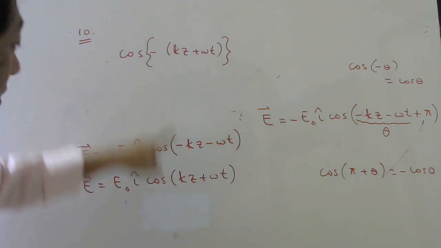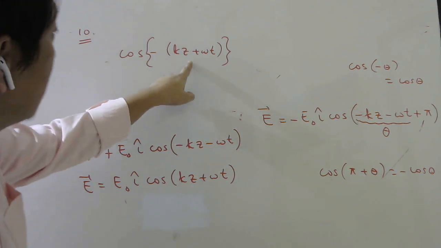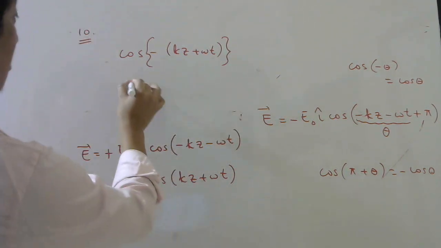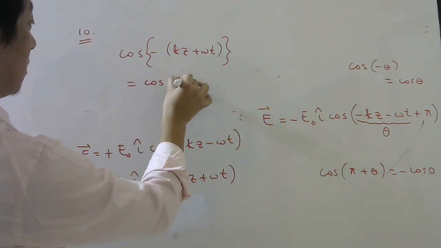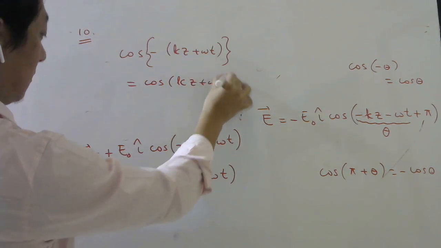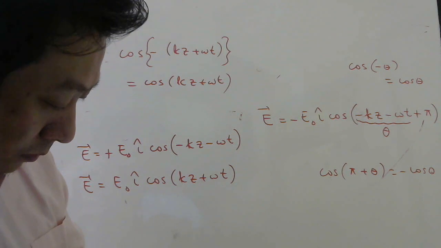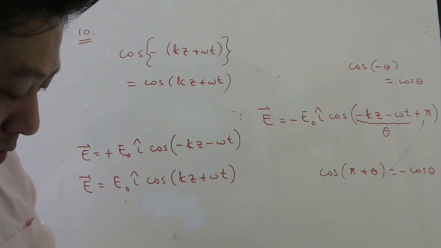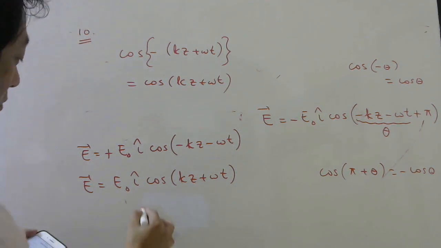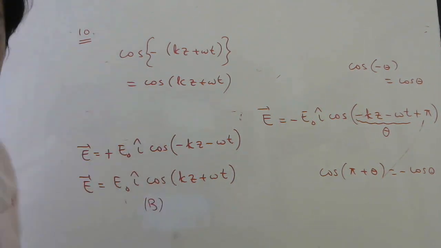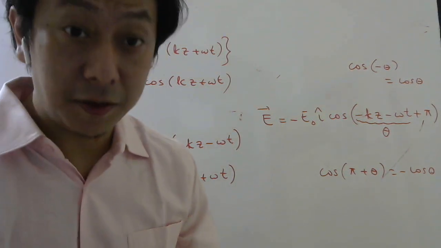This way I can write this formula. Cos of minus theta is the same as cos of theta. So I can write cos(kz plus omega t). Check which option it is. Option B, E naught i cap cos(kz plus omega t). So this way you can easily find the formula for the reflected wave.